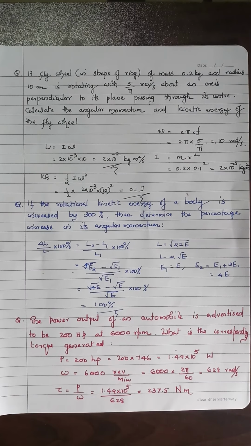A flywheel assumed to be a ring of mass 0.2 kilogram and radius 10 centimeter is rotating with 5 by pi revolutions per second about an axis perpendicular to the plane passing through its center. Calculate the angular momentum and kinetic energy. So simple formulas, you get the answer. But how can we find omega? 2 pi into frequency. Good concept. We are waiting with a very good previous year question.